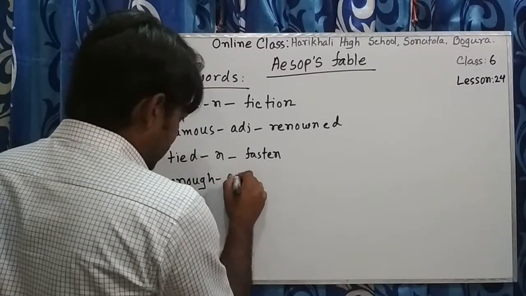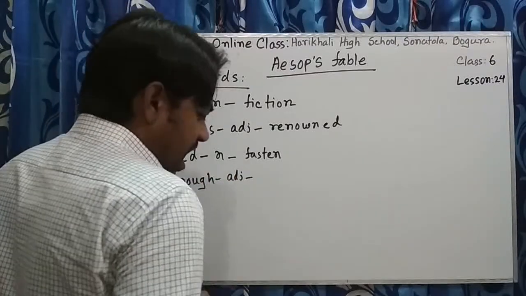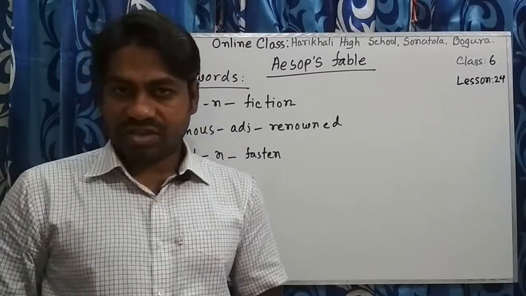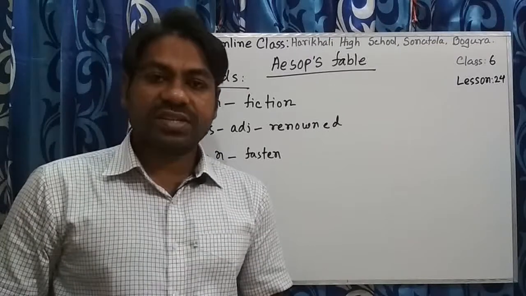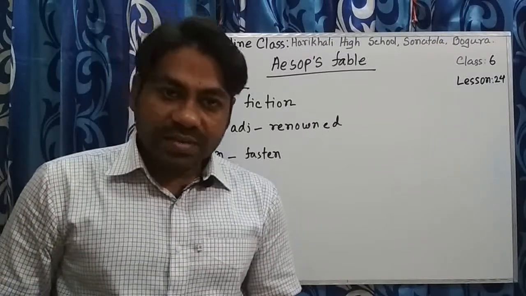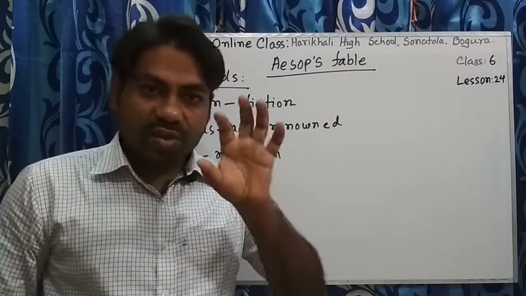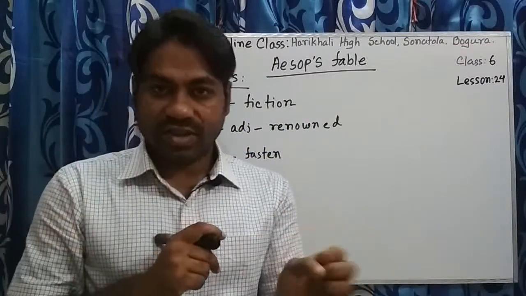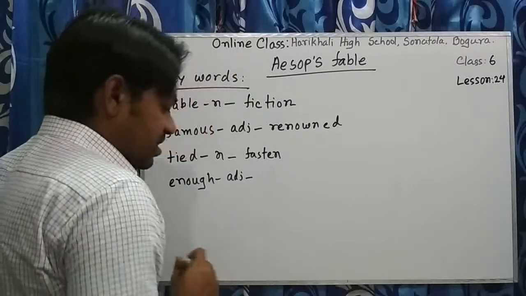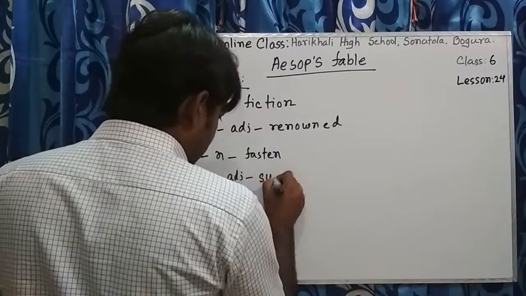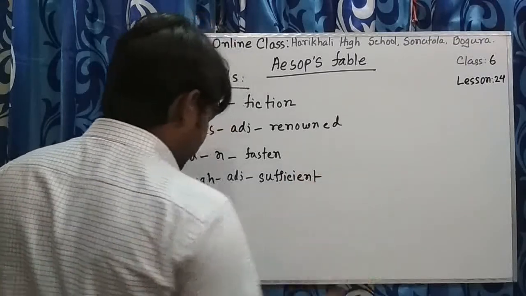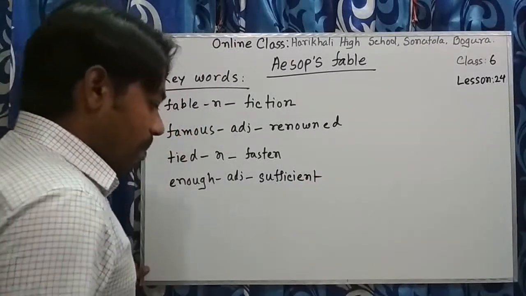Then enough. E-N-O-U-G-H. Enough. It's an adjective. Enough means sufficient, adequate, plenty. It means you have a lot according to your necessity. So enough means sufficient. S-U-F-F-I-C-I-E-N-T. Sufficient.